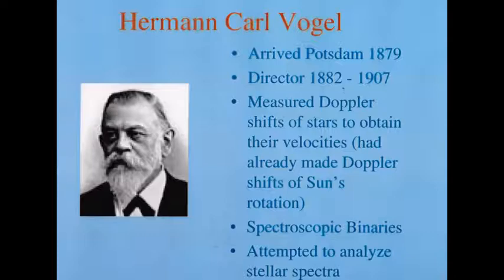Right, so an early director of this institute was Hermann Karl Vogel, and what he did was he detected stars using spectra and attempted to measure their Doppler shift. And you can imagine the speeds that he was attaining from these Doppler shifts were actually sensational by the standards of the day. And also, obviously, you can detect spectroscopic binaries as well.